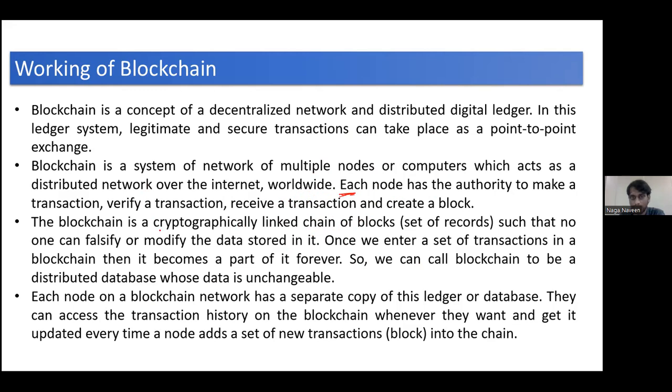So blockchain is a cryptographically linked chain of blocks, that is, a set of records, such that no one can falsify and modify the data present in it. Like, once we enter a set of transactions in a blockchain, then it becomes a part of it forever. Now, each node on a blockchain network has a separate copy of this ledger or database. This line is very much important because, as I said earlier, the same copy of the ledger or the database or the blockchain will be maintained all across the nodes in the network.